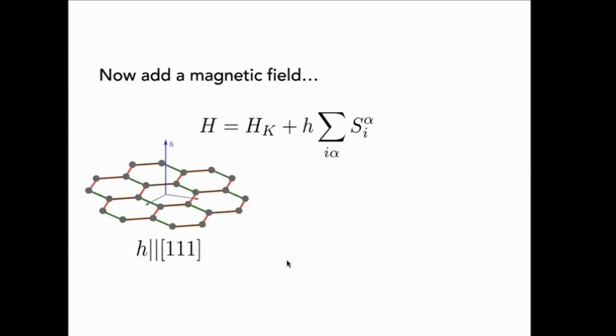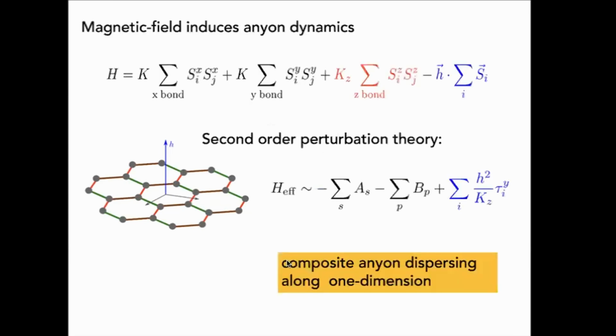So to get dynamics, I add a field perpendicular to the plane. And this field, when you go to fourth order perturbation theory, shows up as the third tau operator. So remember, the star was made up of tau x, B was made up of tau z, and now the field appears as a tau y. Yeah, sorry, Marcus.